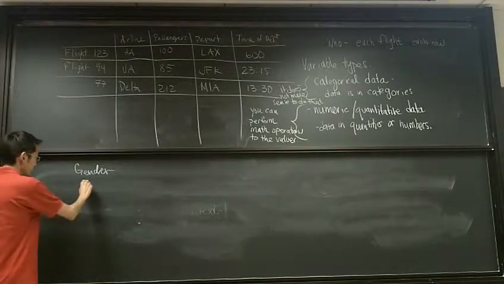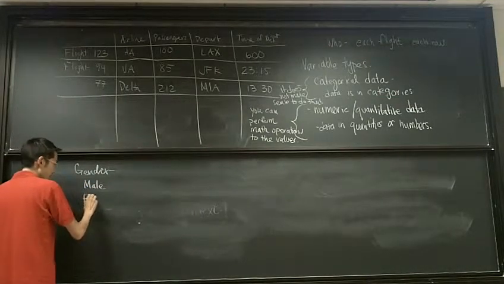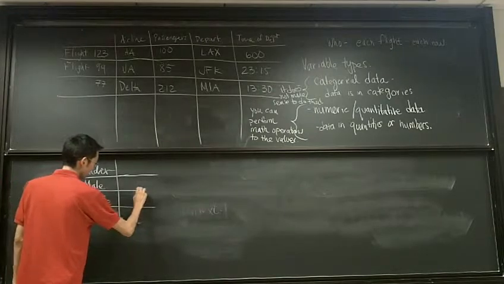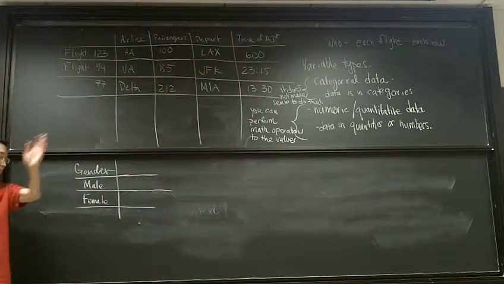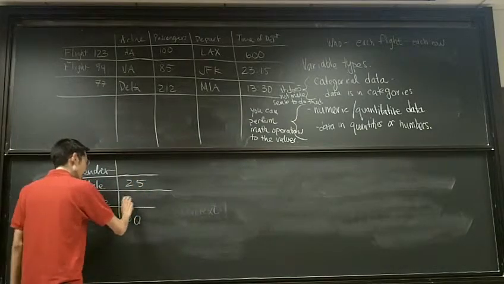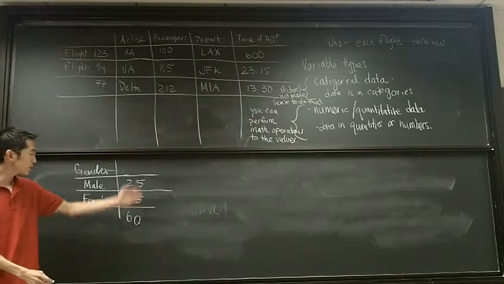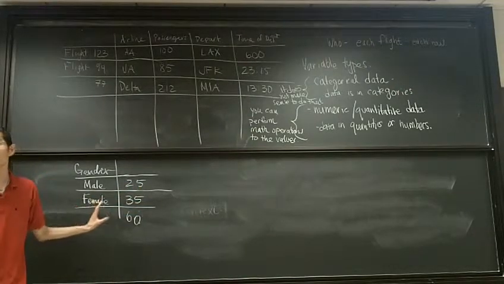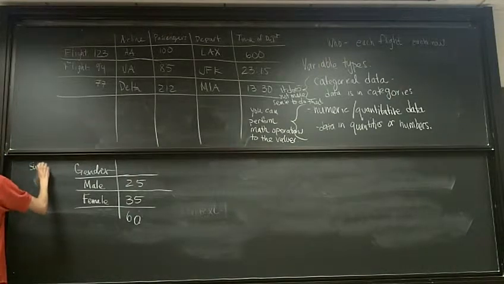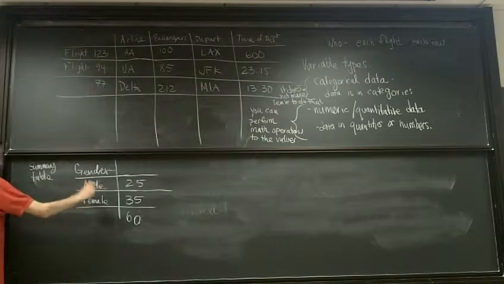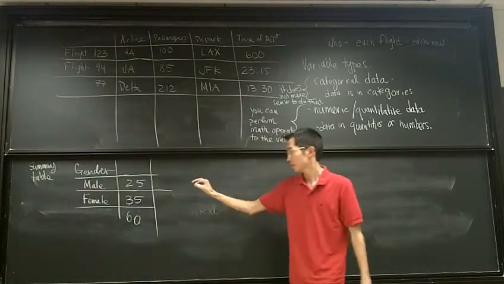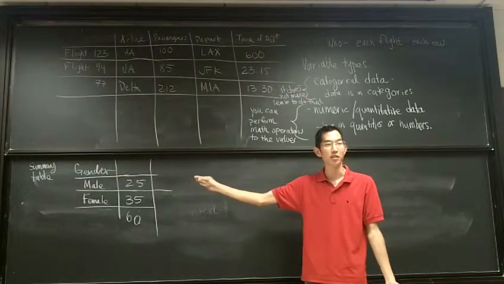But then, if we looked at this classroom and we said male and female, and we said, hey, there's 60 students in here, and 25 are male and 35 are female. People see these numbers and they're like, oh, numbers, numeric. It's not. This is still a categorical variable. It's just a summary table. All we see is that we've got 25 males and 35 females. Just because we've got numbers here does not suddenly make gender a numeric variable.